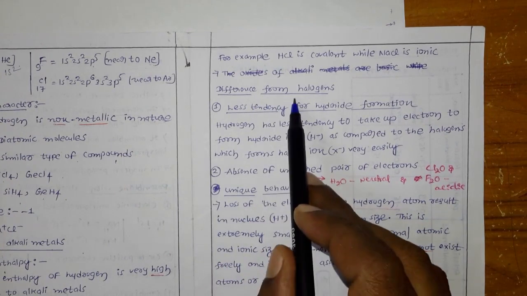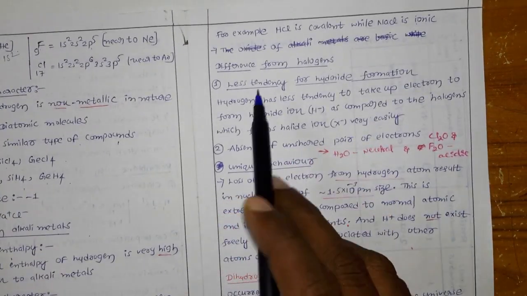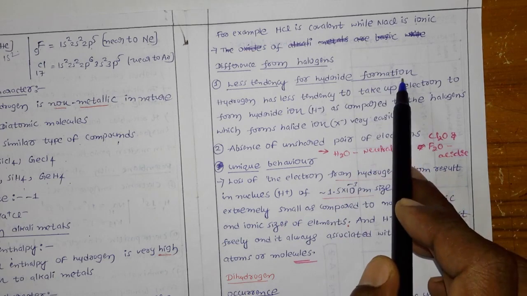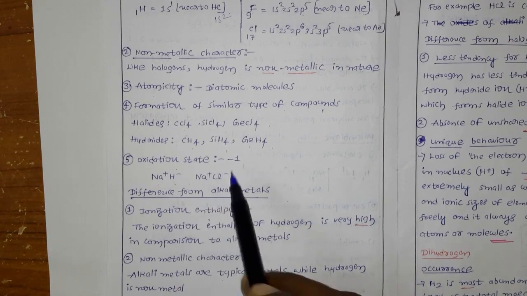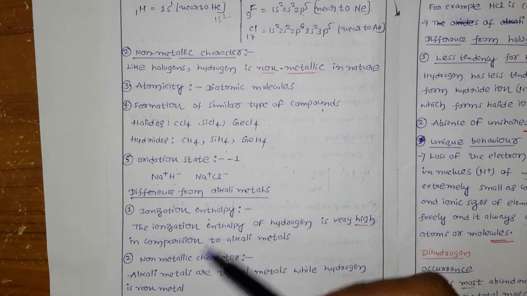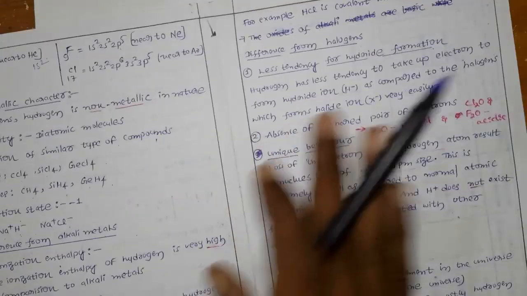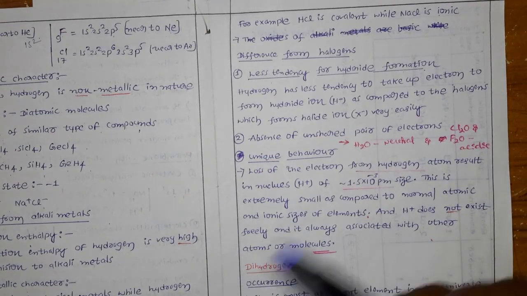Next, the differences from the halogens. Of course, it also has some differences with the halogens. What is that? The lower tendency for hydride formation. What I said just before is that hydrogen can also gain one electron and form H minus, like Cl minus, but the tendency is very low.